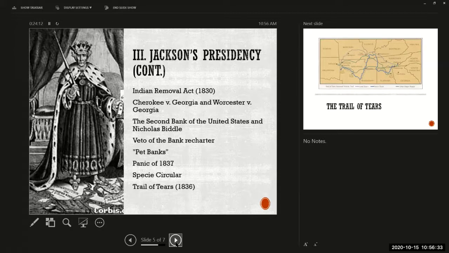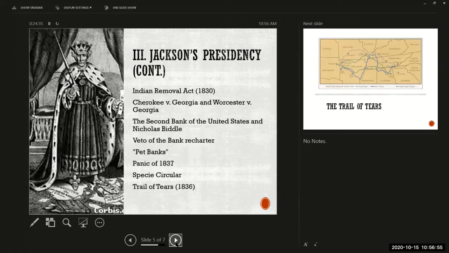The Indian Removal Act of 1830 approved funds for the relocation of Native American tribes. So $500,000 was set aside, and then treaties were signed with over 100 tribes to move them west of the Mississippi.